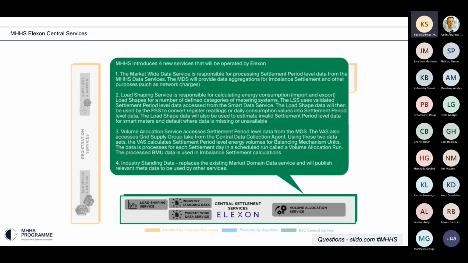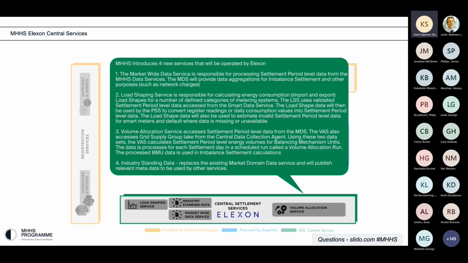Now, all of these services will be using the industry standing data, and that's a new service which will replace what we currently call market domain data. There are a number of new tables in there, and there is also an artifact which sets out all the entities, both existing amended entities that are already in market domain data and all the new entities. As with those other services, there is a method statement for each of those in that green box there.